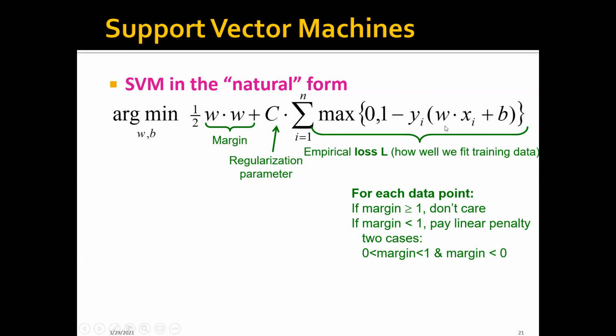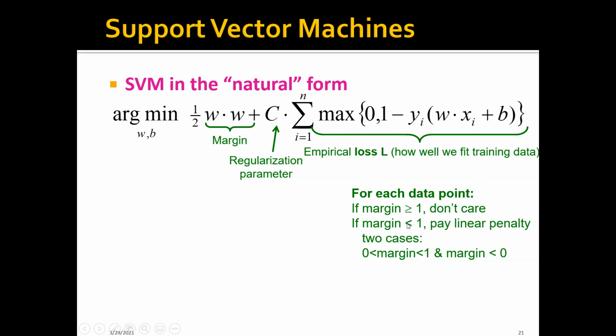If you look at this term very carefully, you can see that for each data point, if the margin here is larger than or equal to 1, then we basically don't care. The loss or the penalty here would be 0, because 1 minus something larger than 1 would be a number smaller than 0. Then you're taking the maximum over 0 and this number, meaning that the answer will still be 0. So if the margin is larger than 1, we don't care. This term will just be 0.